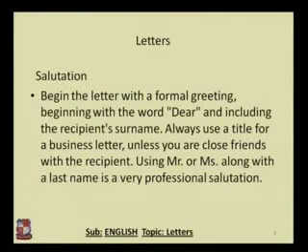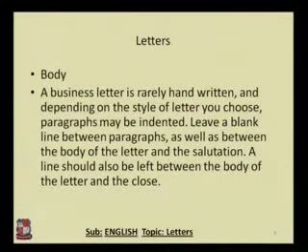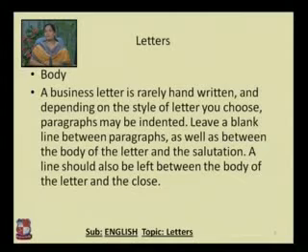Salutation can be many ways. One is dear sir, another is using Mr. or Miss, and a very professional salutation is given. The body should be written. Rarely it is handwritten, and if it is handwritten you can always use a line between the paragraphs.